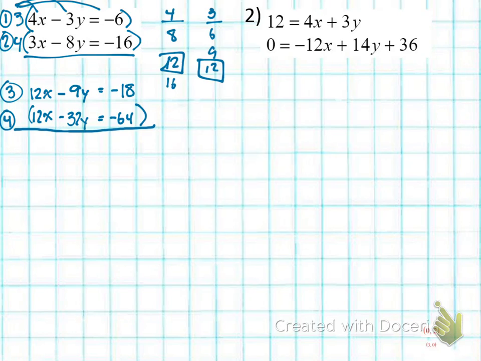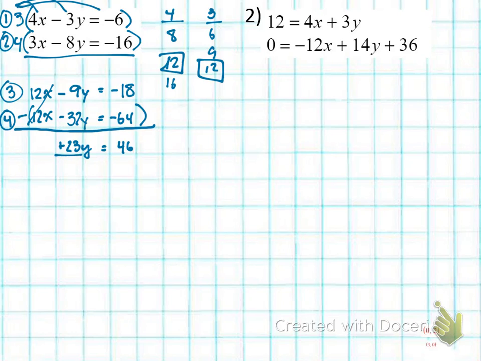So looking at equations 3 and 4, I want to still focus on my x's. I want to try a plus and minus sign. So 12x plus 12x is 24x. I can't eliminate it, so I don't want to use a plus sign. 12x minus 12x works. That eliminates them. So we got negative 9y minus negative 32y is going to be positive 23y. All right? And then we got negative 18 minus a negative 64, which is going to be positive 46. Okay?